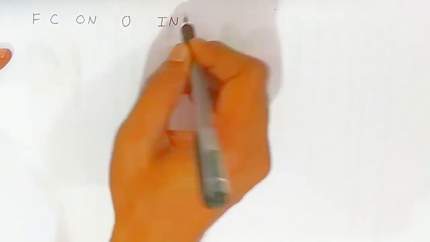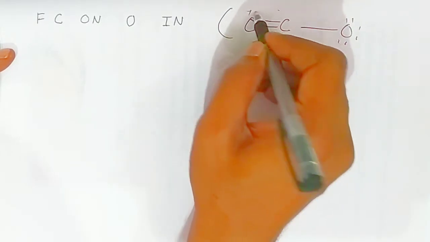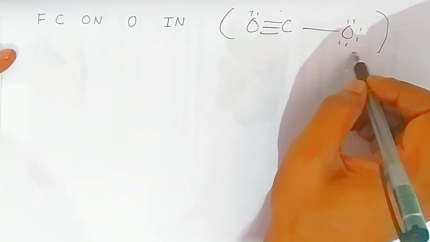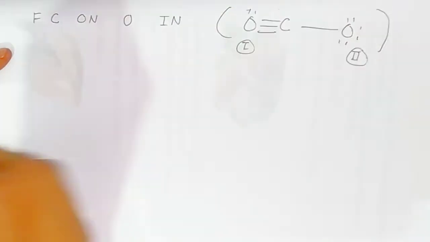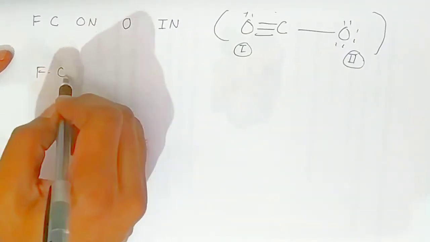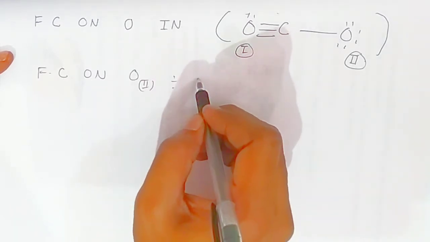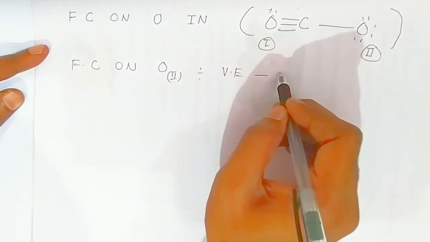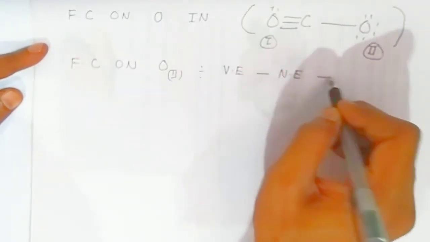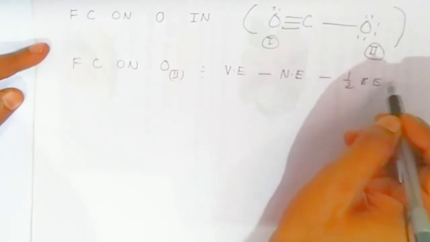Formal charge on oxygen in this structure, students, with a triple bond to this oxygen and a single bond to this oxygen. Okay students, now we are talking about this second oxygen. The first oxygen we already got. The formal charge on the second oxygen is equal to valence electrons of oxygen minus non-bonding electrons of oxygen minus half of the bonding electrons of oxygen.